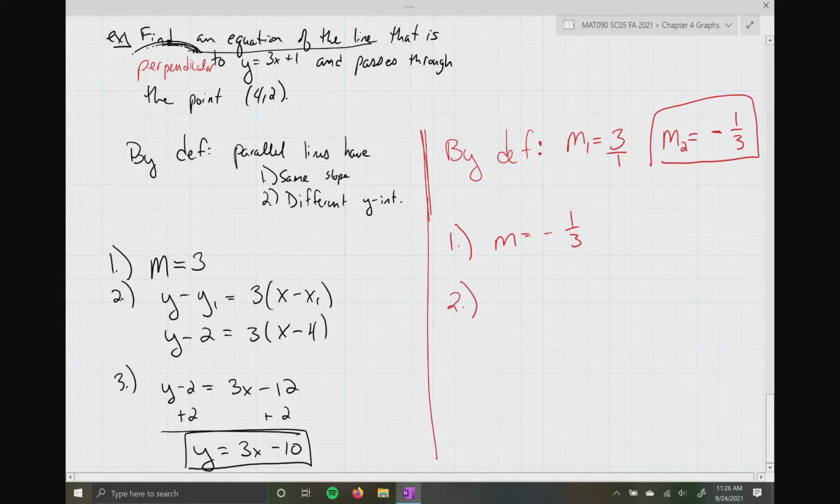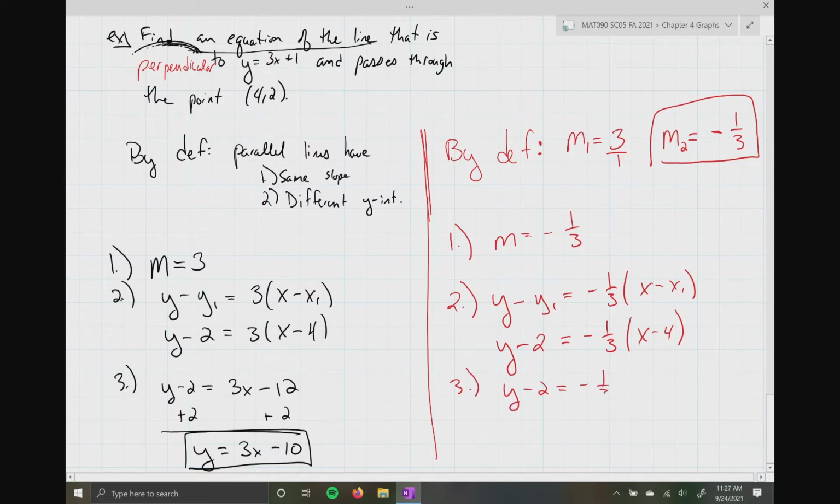Now for step 2, I want this to be not only perpendicular to y equals 3x plus 1, but I also want it to pass through the point 4, 2. So y minus y1 equals negative 1/3 times x minus x1. I need to make my substitution, so it's going to be y minus 2 equals negative 1/3 times x minus 4. So from here, step 3, I'm going to rewrite the problem, and then I'm going to solve for y.